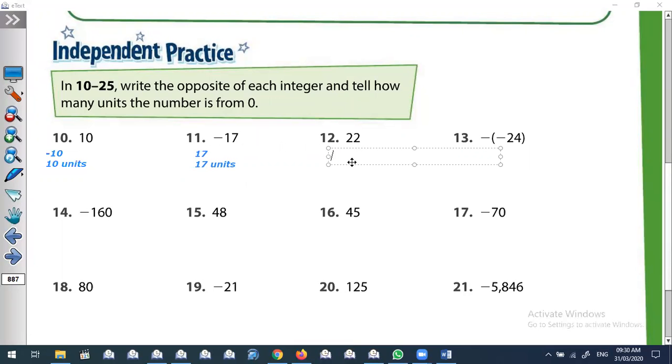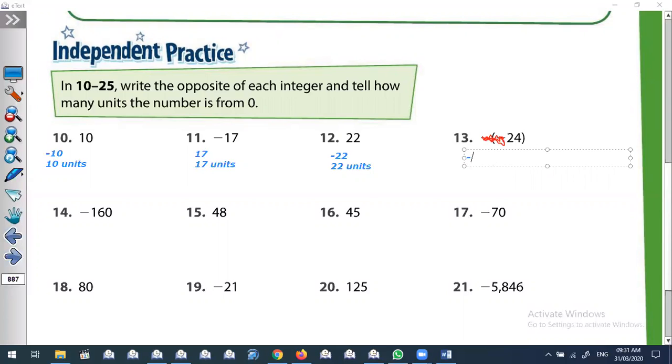The opposite of 22 is negative 22. What is the distance from 22 to 0? It is 22 units. Here, we have negative, negative. If you have negative, negative, just cancel them, because negative, negative means positive. So if you have negative, negative, you have to cancel them like that. So the new number now is 24.